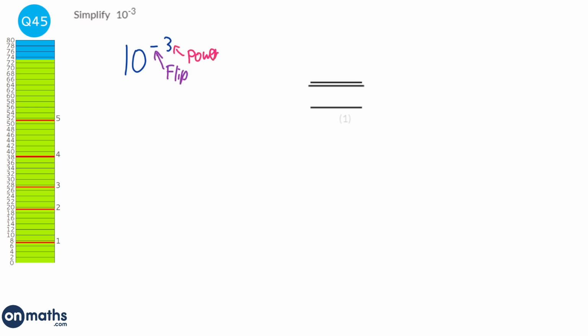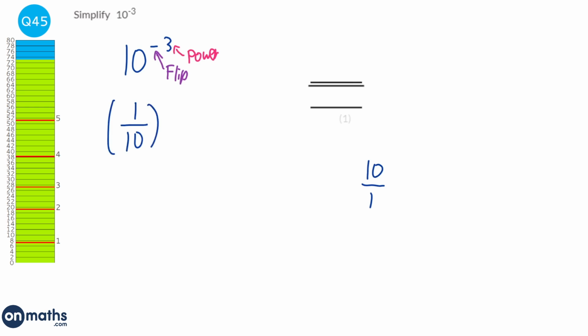So how do we find the reciprocal? Well, if you think about the number 10, if you had to write that as a fraction, you would write it as 10 over 1. And so to find the reciprocal of it, we're just going to flip that fraction. So this will now become 1 over 10.